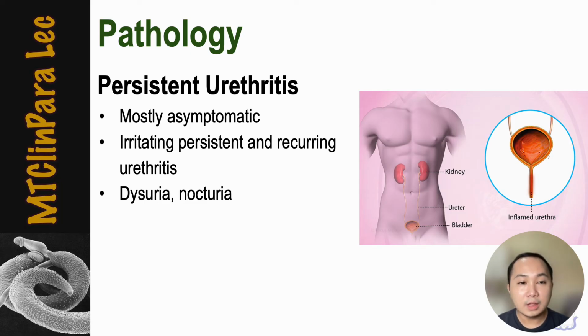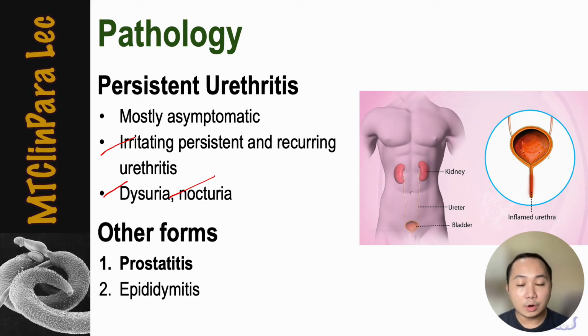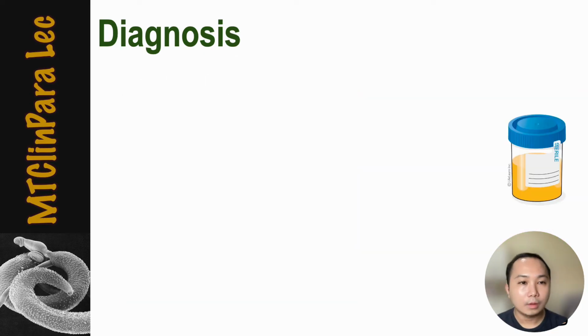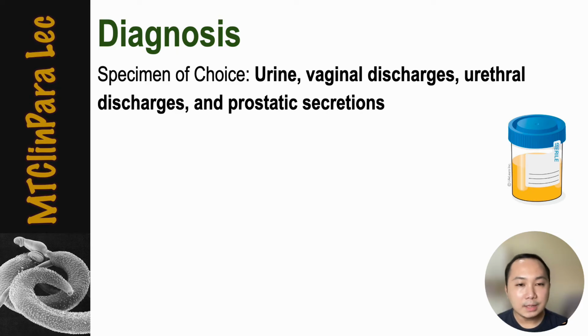experience inflammation within their urethra, especially for a patient with a low immune system. Normally, this particular patient may exhibit dysuria or painful urination and increased urine output during the night. The most common complication of persistent urethritis in males is prostatitis or inflammation of the prostate. For the diagnosis of your Trichomonas vaginalis, the specimen of choice would be urine and other secretions concerning your urogenital tract. So it may be urine, vaginal, urethral, and prostatic secretions.